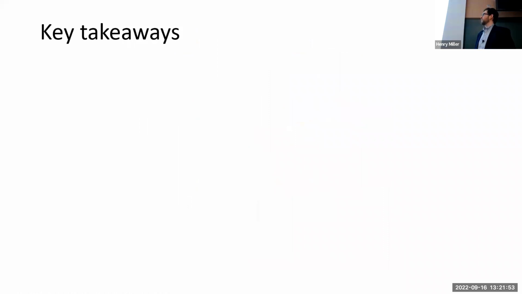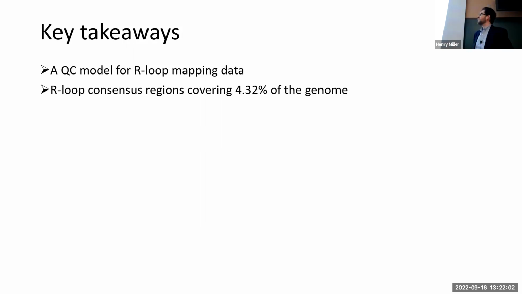So jumping into some key takeaways, first of all, I developed a quality control model in coordination with collaborators for R loop mapping data. I found R loop consensus regions covering about 4.32% of the genome.